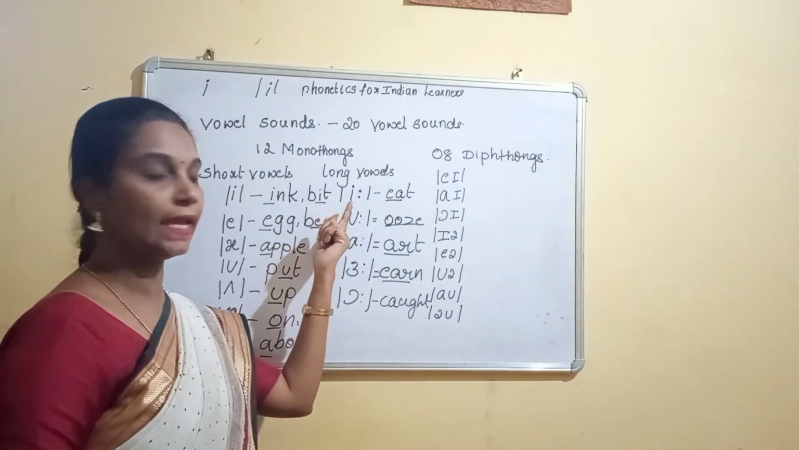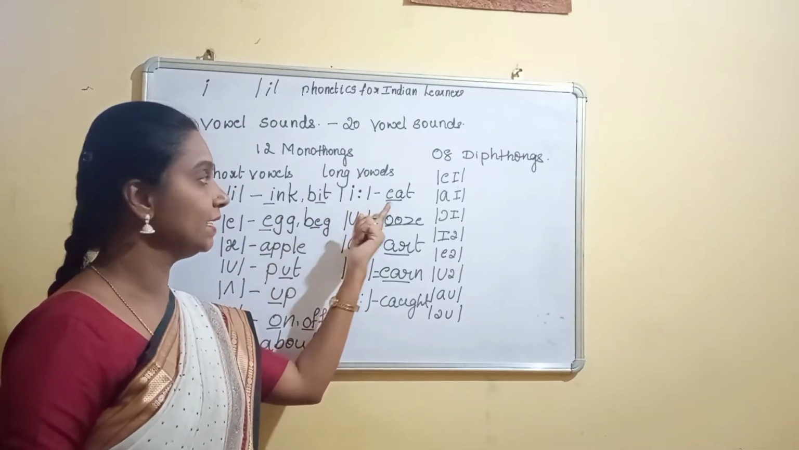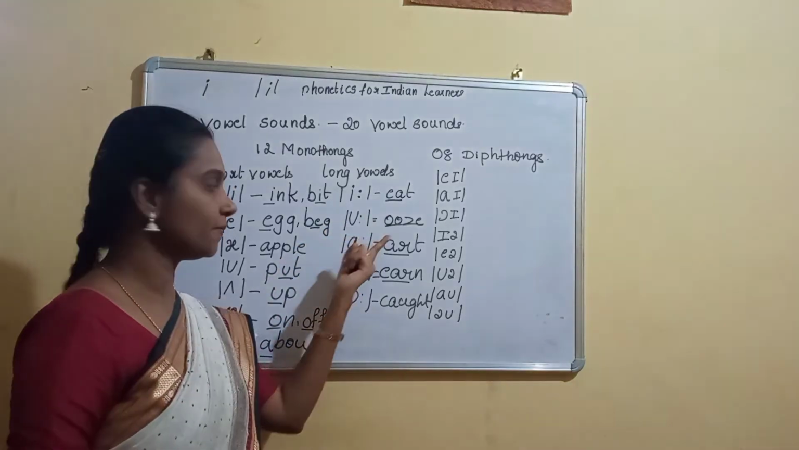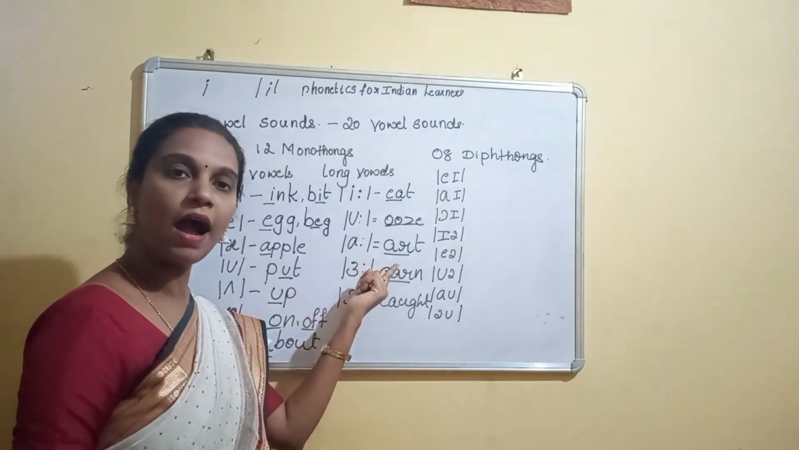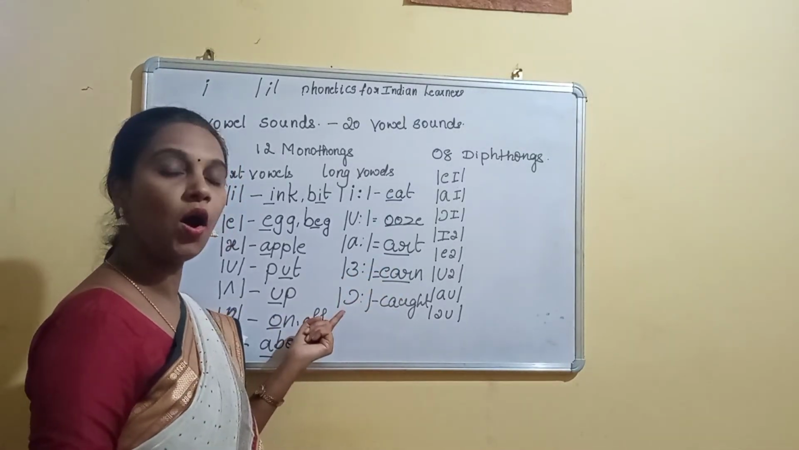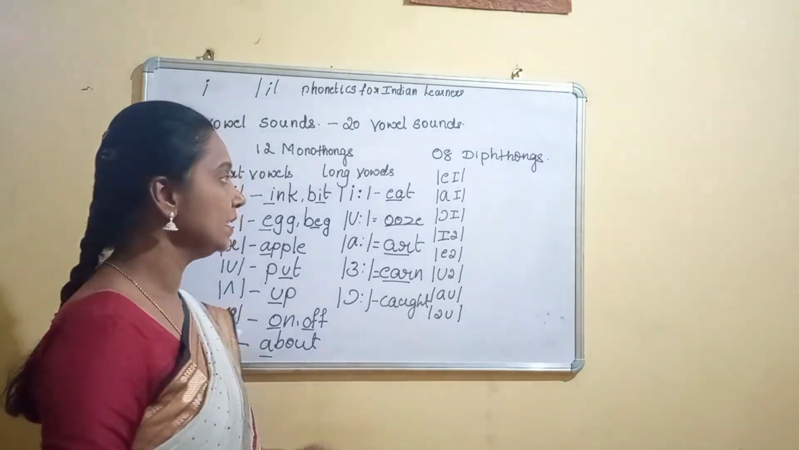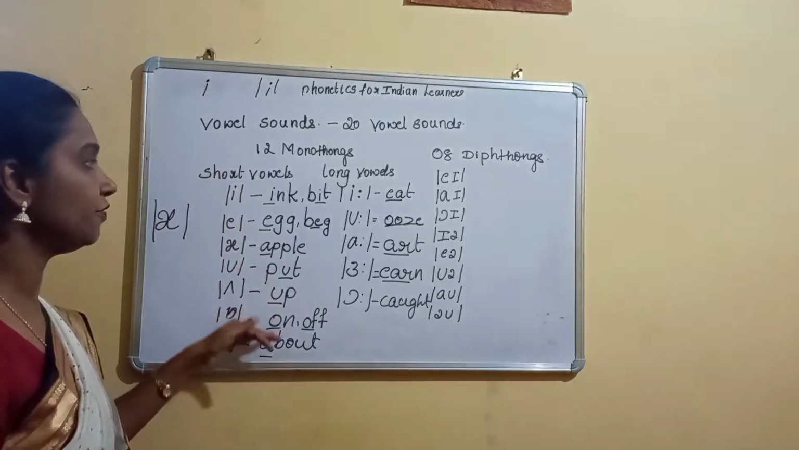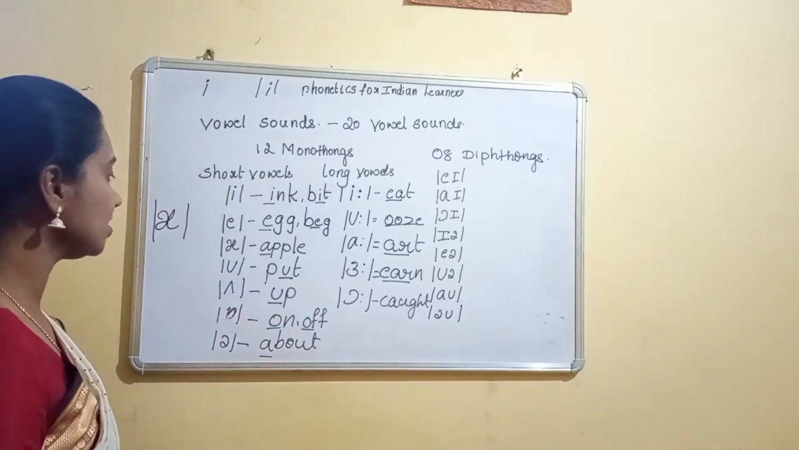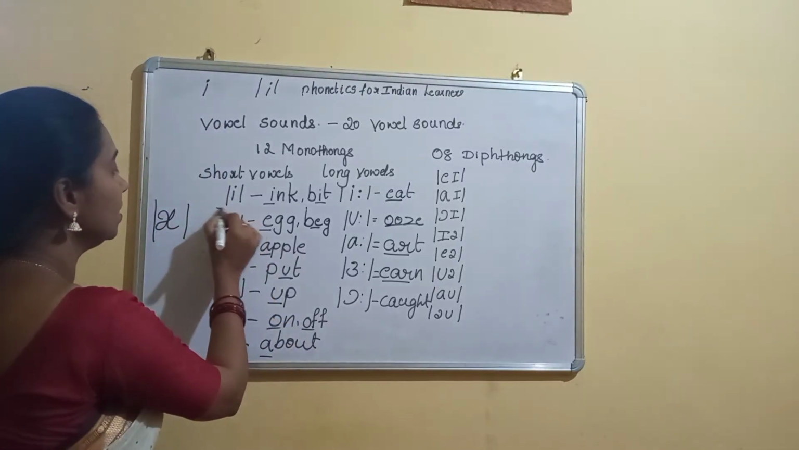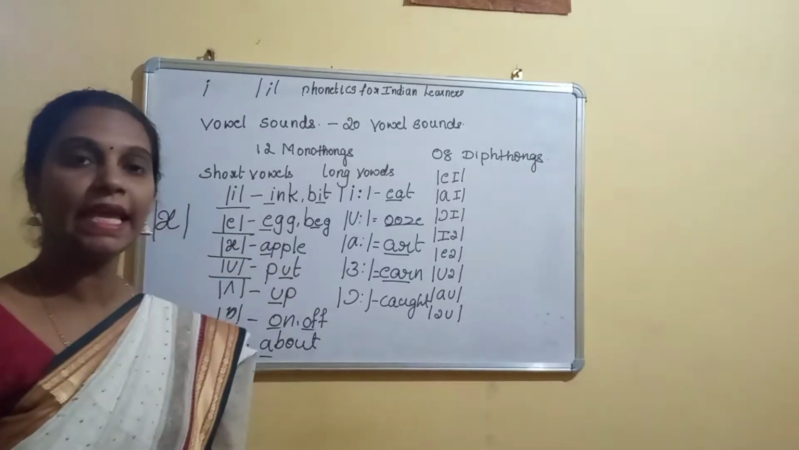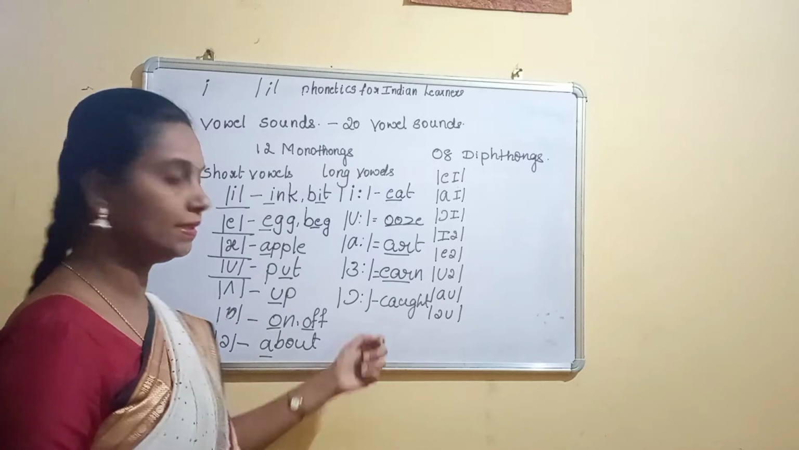We'll read it once again. E, eat. Oo, ooze. A, art. Earn. Aw, caught. Yes, dear friends, these are the 12 monophthongs. And in this session, let us learn about the first 4 monophthongs in detail.